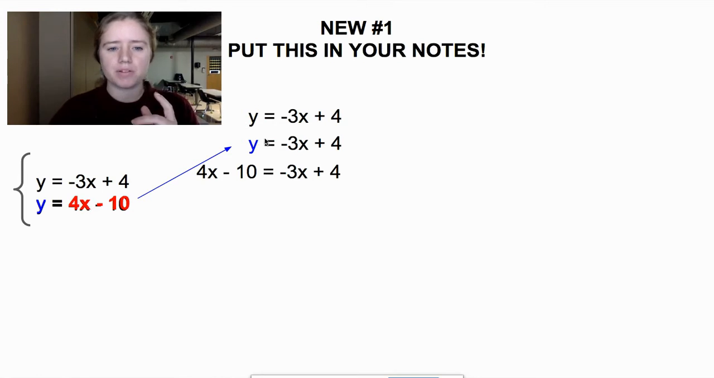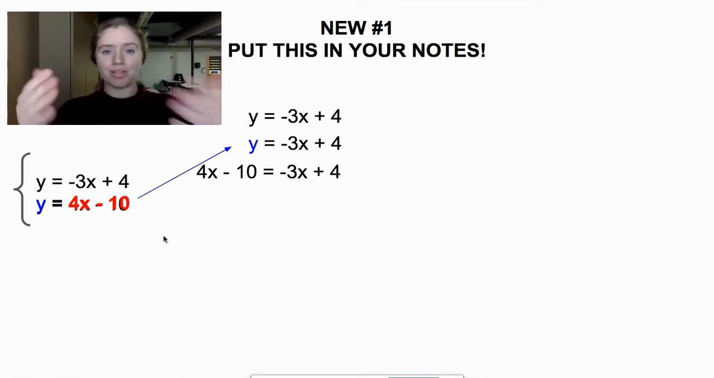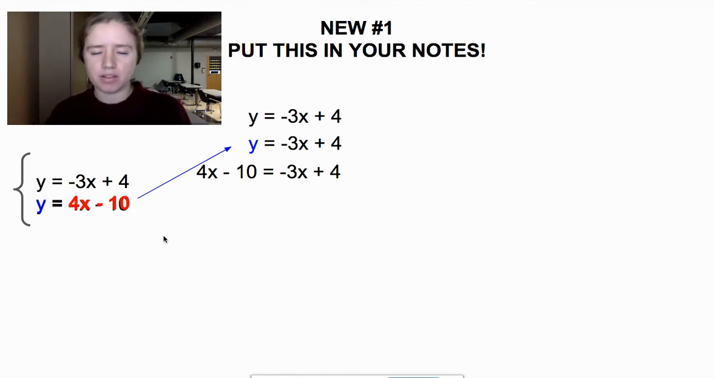I took this first equation. I'm replacing the y with this 4x minus 10. Now, I could have done it the other way. I could have said 4x minus 10 equals y and replaced it with this one. Either way, the y is being replaced with the other equation. Now it looks like our setup of our multi-step equation with variables on both sides.